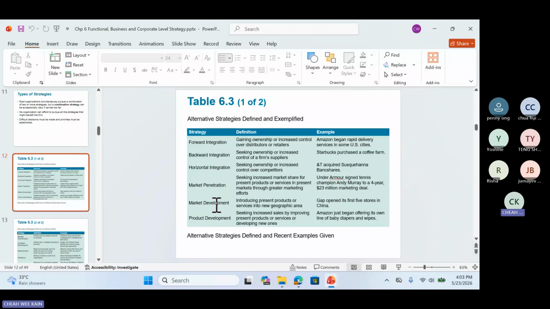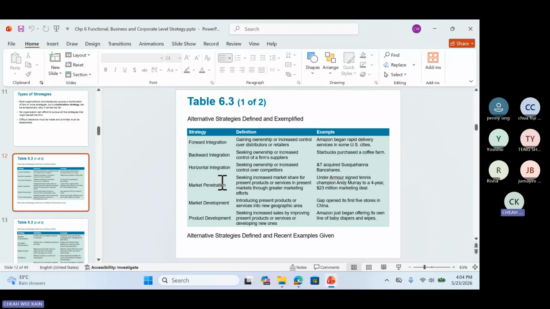If you are making baby shoes, come, let's make men's shoes. You are making men's and baby shoes, let's make women's shoes. That is called market development. Product development is to improve the present products. Maybe a baby shoe with some lighting, some voice, whatever the gimmick, then it's called product development.